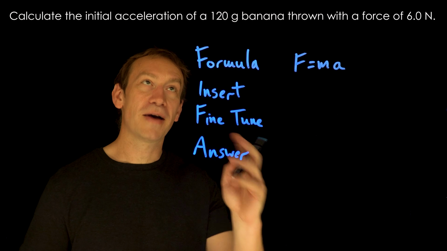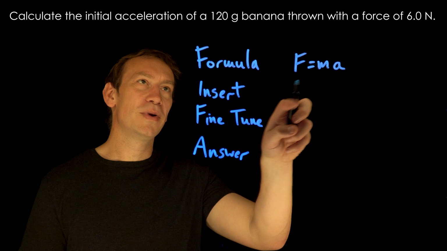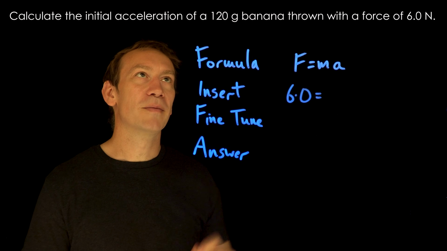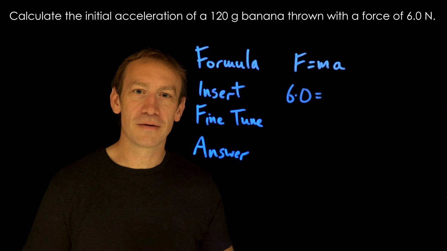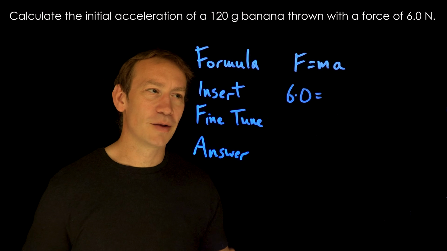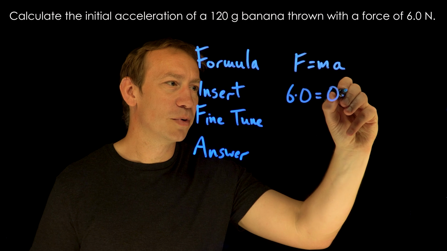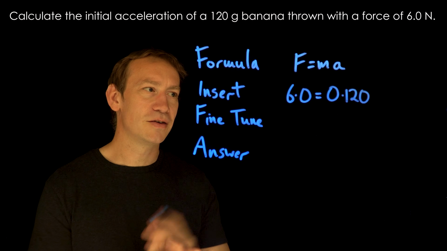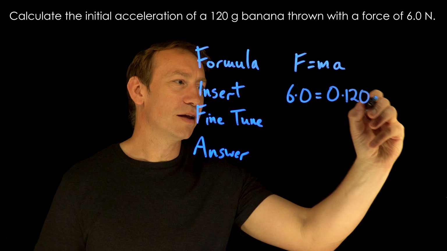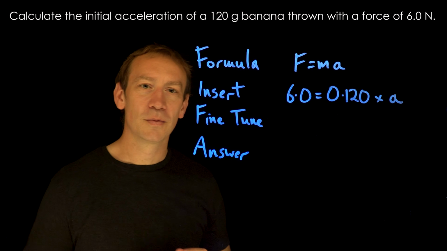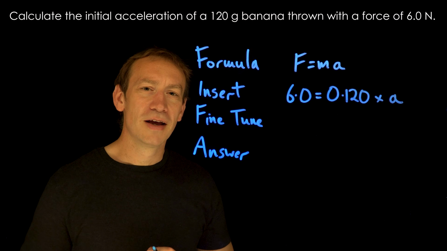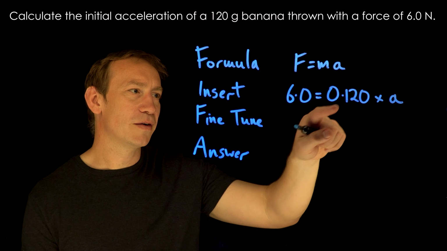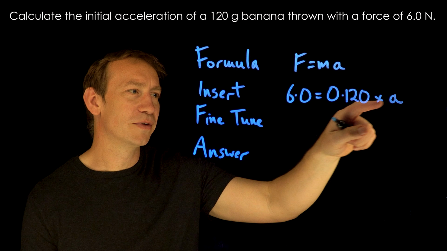We can then insert the values from the question. So, do we know the force? Yes, because it's just 6.0. Do we know the mass? Yes, it's 120 grams. Now, I'm just going to fine tune that a little bit and write that down as 0.120, and that's my mass in kilograms, the standard unit we're using. And then we're going to multiply this by the acceleration, which is something that we don't know. Now, even if you're not good at rearranging equations, we've now got 6 is equal to 0.120 times a.